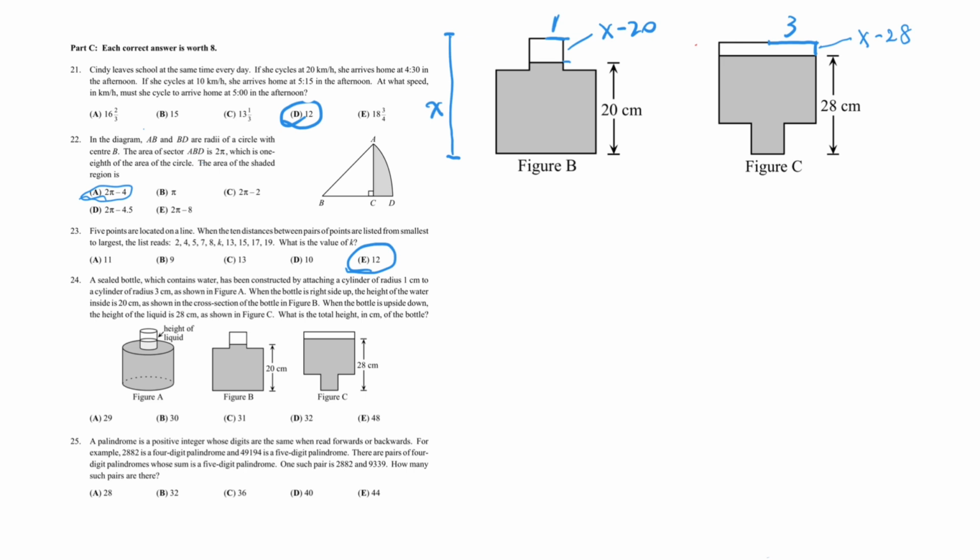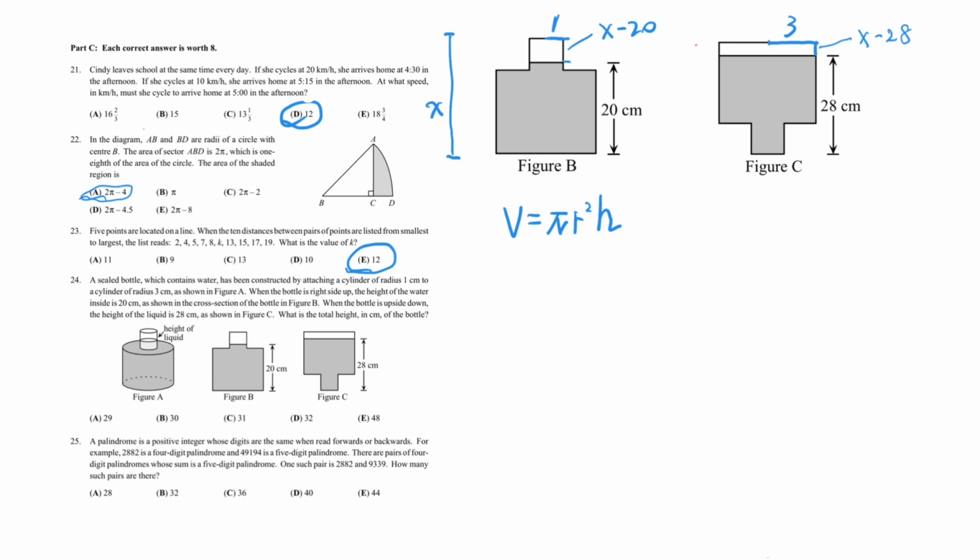The water volume is the same. That means the empty volume is the same too. We know the volume formula is pi r squared times height. Figure B, figure C, the water volume is the same. So the empty volume is the same too.